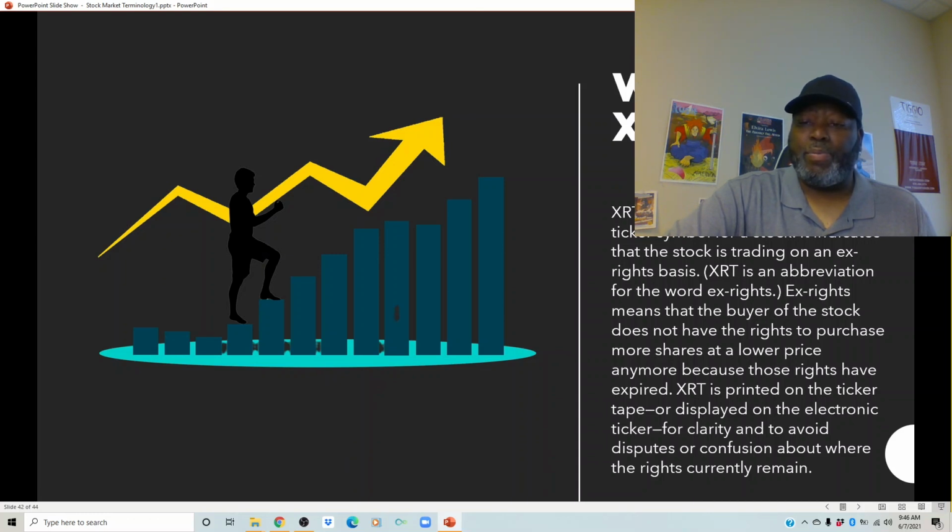All right, what is XRT? XRT is an extension printed after the ticker symbol for a stock. It indicates that the stock is trading on an X-rights basis. XRT is an abbreviation for the word X-rights. X-rights means that the buyer of the stock does not have the right to purchase more shares at a lower price anymore because those rights have expired. XRT is printed on the ticker tape or displayed on the electronic ticker for clarity and to avoid disputes or confusion about where the rights currently remain.